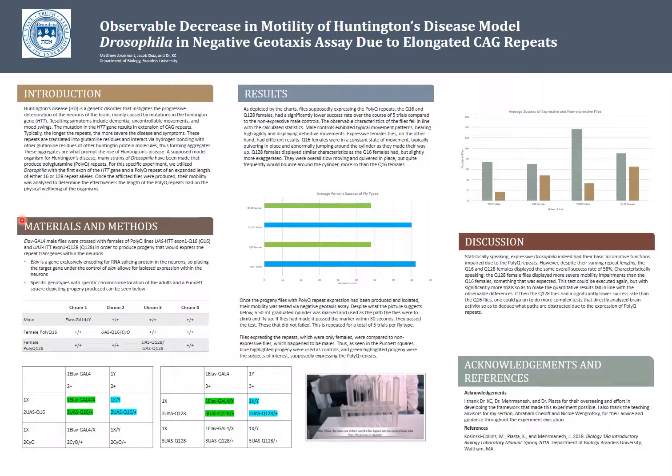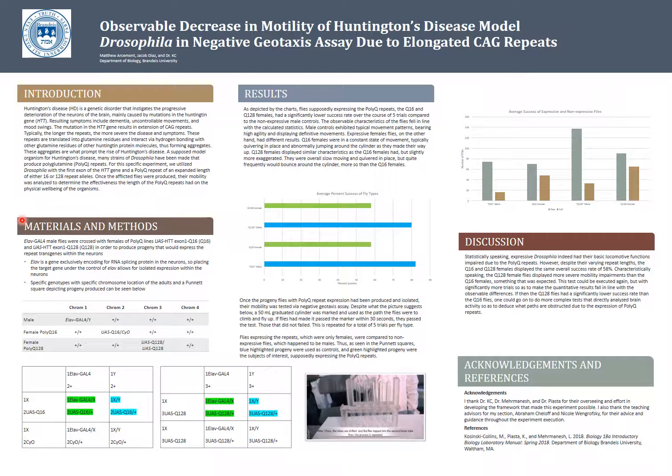Characteristically speaking, the males exhibited normal behavior, normal movements during the experiment, whereas the females exhibited less than normal. Specifically, the Q128 had exaggerated jumping and quivering movements during the experiment, whereas the Q16 had a lesser version of that.